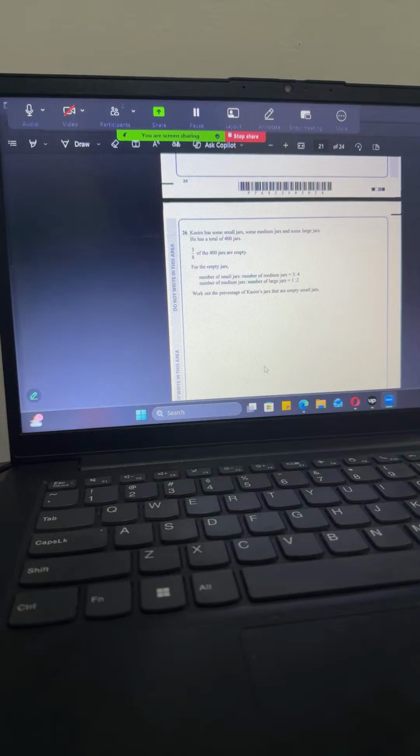I don't know how to work it out. 3 over 8 times 400. You can just divide 400 by 8 first and then multiply it by 3. Okay, 400 divided by 8, multiply by 3. You can also do 3 times 400 and then divide by 8.